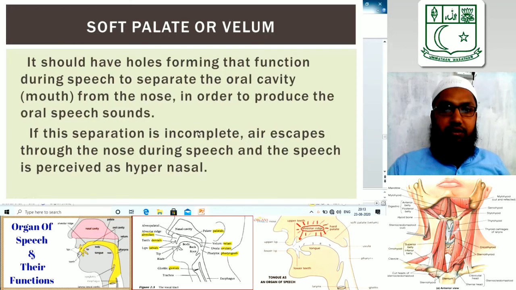Next one is the soft palate or velum. It functions during speech to separate the oral cavity, the mouth, from the nose, in order to produce the oral speech sounds. If this separation is incomplete, air escapes through the nose during speech and the speech is perceived as hypernasal.